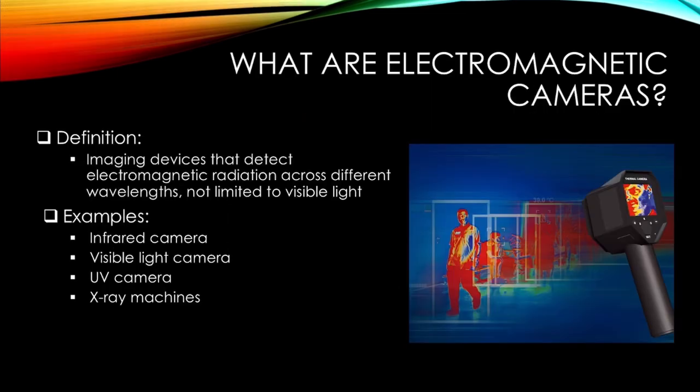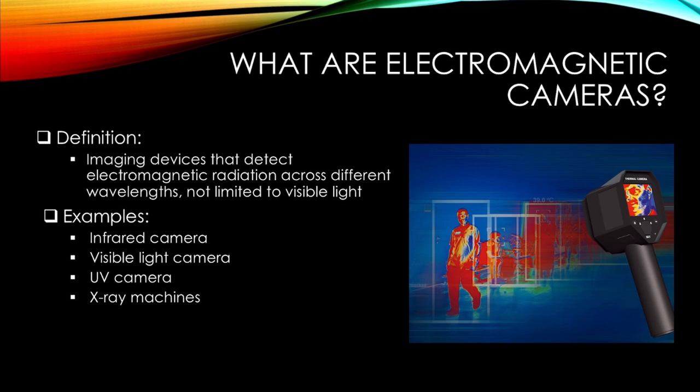Now, moving outside the field of basic cameras, I want to talk about what electromagnetic cameras are as a whole. What I mean by this is that these are imaging devices that detect electromagnetic radiation across different wavelengths, not limited to visible light. Some examples are infrared cameras, visible light cameras, just like I talked about, UV cameras, and X-ray machines.